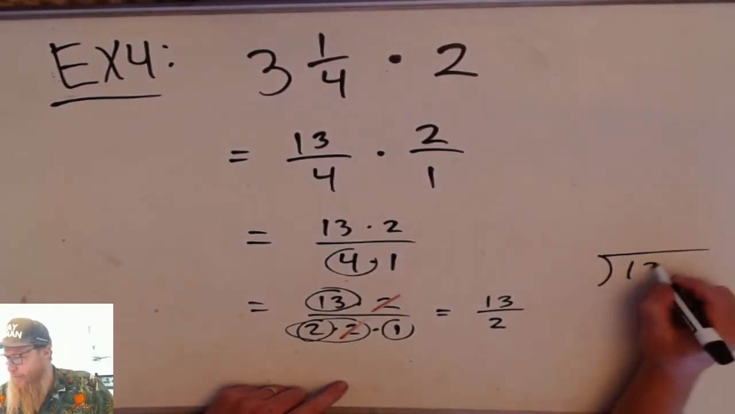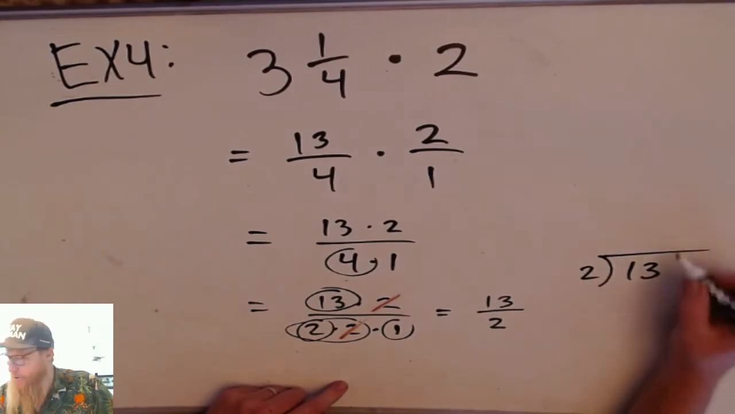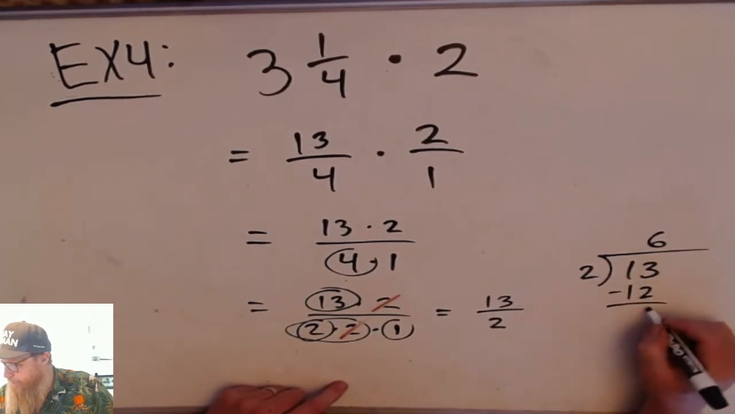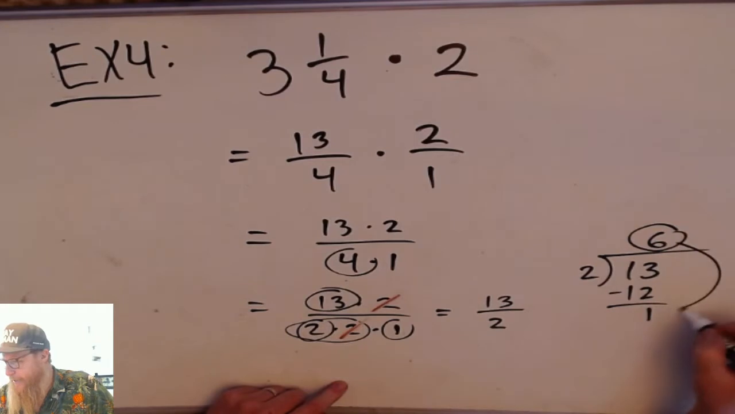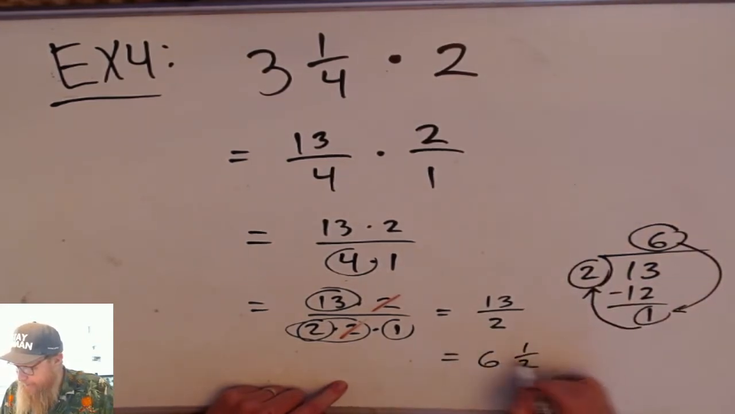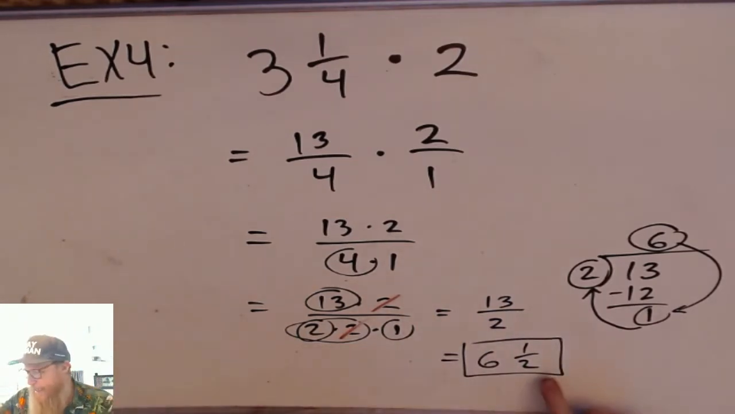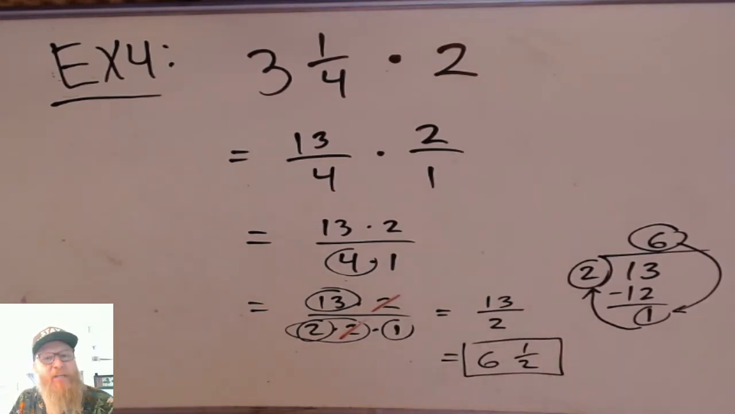And now when I do my division, I better get 6.5. 2 goes into 13 6 times. 6 times 2 is 12. 13 minus 12 is 1. 6 and 1/2. A calculator would have given you 6.5. All right, and as long as you recognize that 0.5 is the same as 1/2, then 6.5 it is.